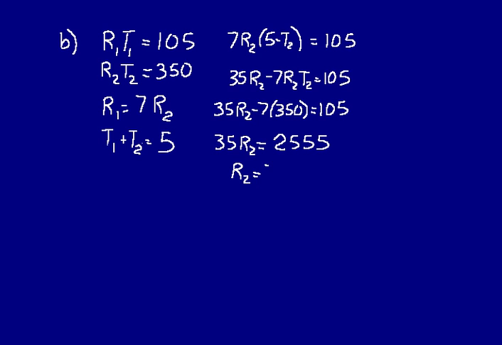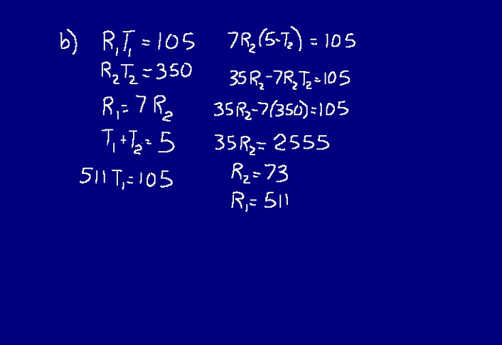So R2 is 73. Now remember, we don't know any of the values of those variables. We just know products and sums of them. R2 is 73. R1 is 7 times R2. So R1 is 7 times 73, and that equals 511. So R1 equals 511. Now let's try to solve for one of the times. Substitute 511 into that top equation, and we would have 511 times T1 equals 105.